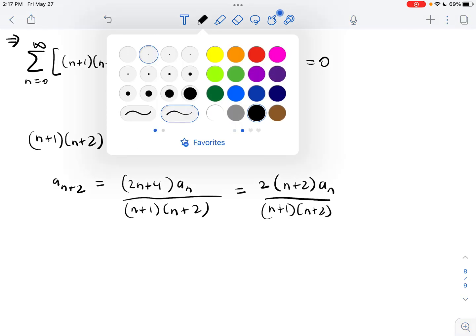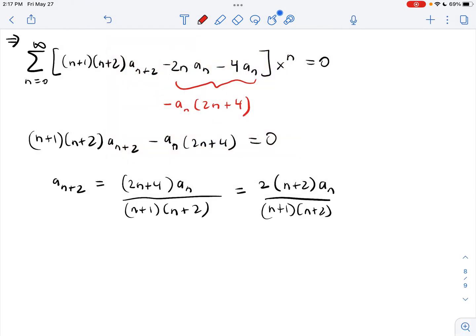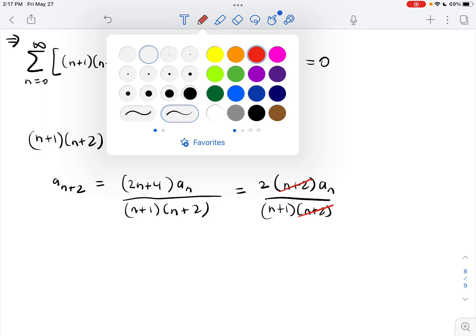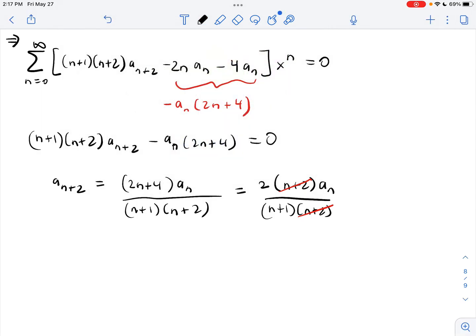And so if we cancel these two, we end up with 2 over n plus 1 times a_n. This is our recurrence relation, and this is true for all n greater than or equal to 0. So this is our recurrence relation that we have to solve.